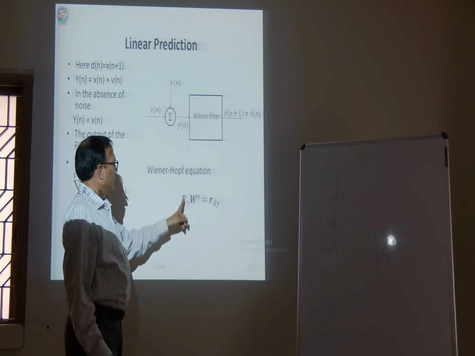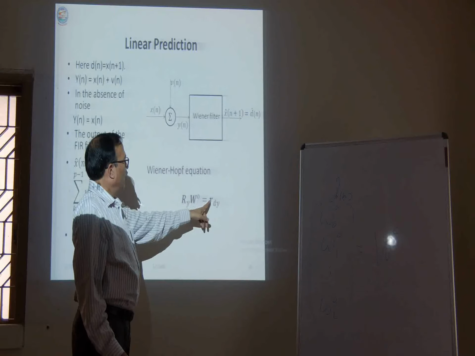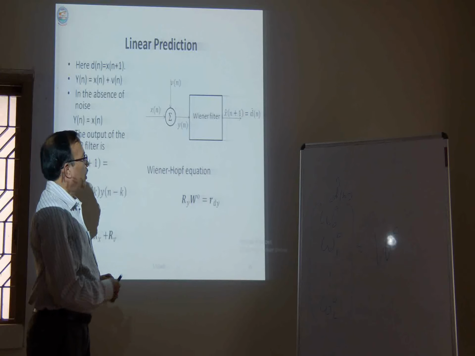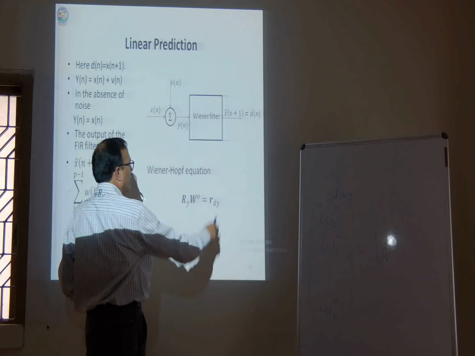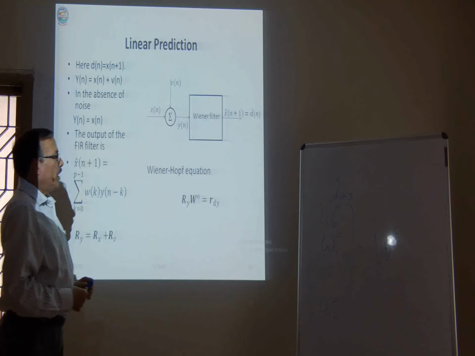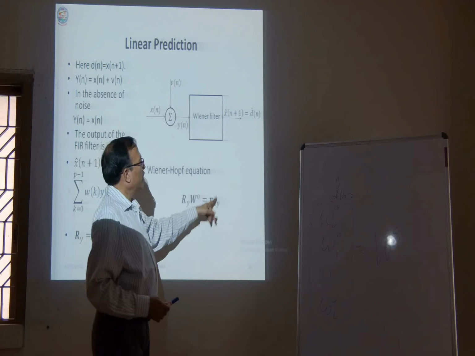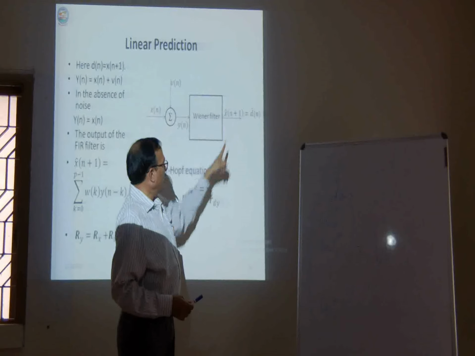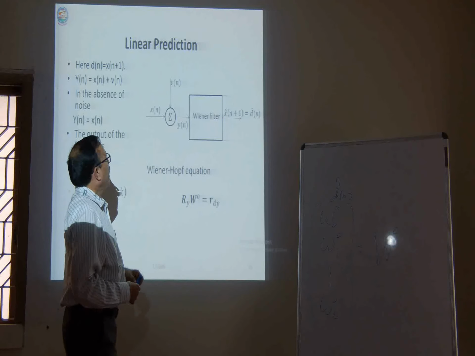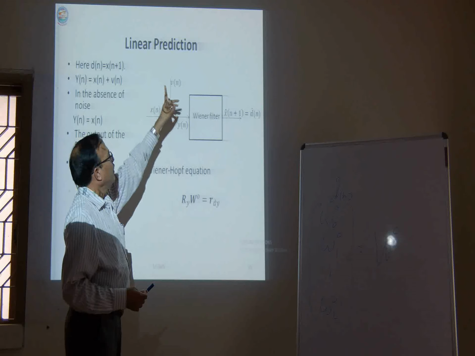And the Wiener equation is R_y w_o equals r_dy. So w_o is nothing but R_y inverse r_dy. It is the cross correlation between the desired signal, which is x hat n plus 1, and y(n), which is x(n) plus v(n).